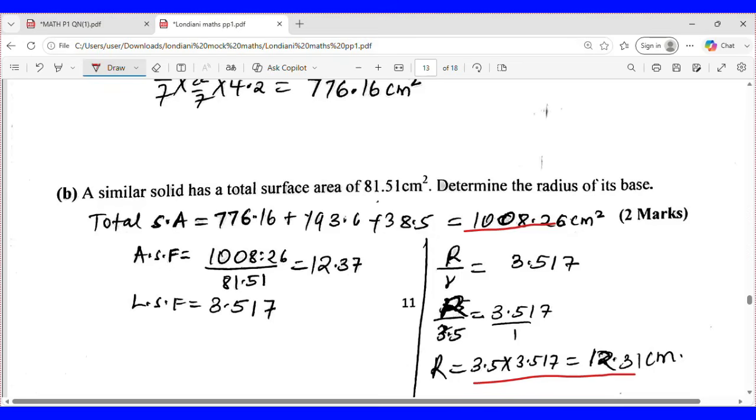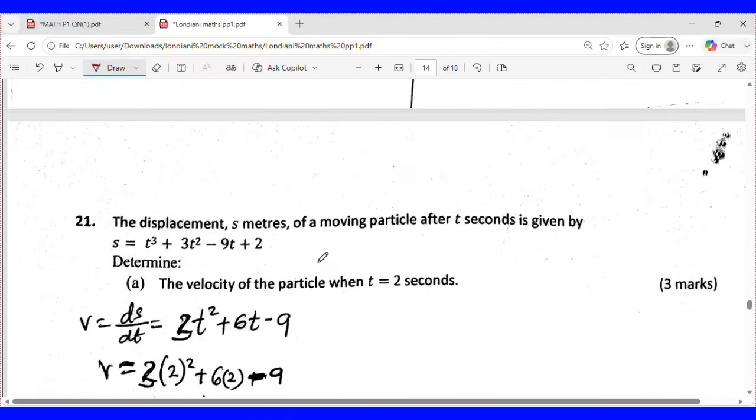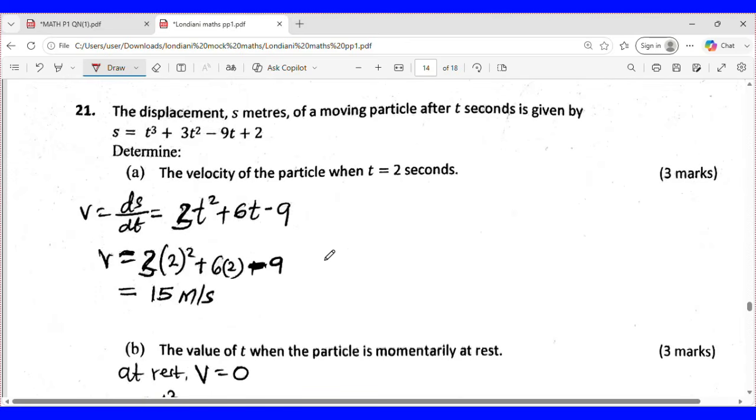So displacement. To find the velocity of the particle, you differentiate once. So you differentiate: 3 becomes 3t squared, 2 times 3 becomes 6t, minus 9. That is our velocity function. Then when t is 2, you substitute with 2, and you get that the velocity is 15 meters per second.